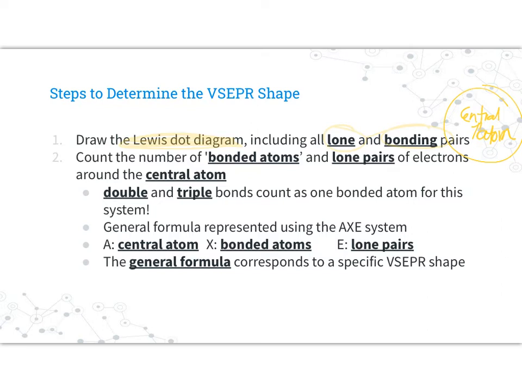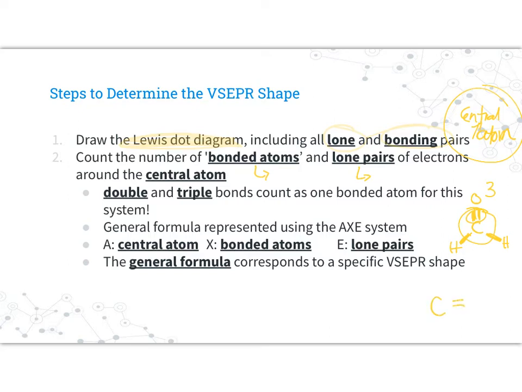We're going to count the number of bonded atoms, so how many things are connected to our central atom, and the number of lone pairs on the central atom. So how many bonded atoms there are, it doesn't matter how they're connected. So if we have something like this, there are 3 atoms bonded around the central atom here. We have a hydrogen, and then this double bond counts as 1 bonded atom. So we don't double count here. There are still just 3 bonded atoms, okay?